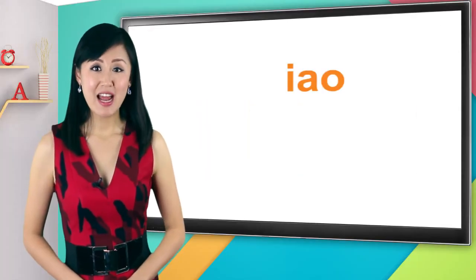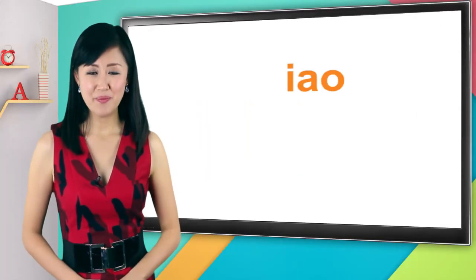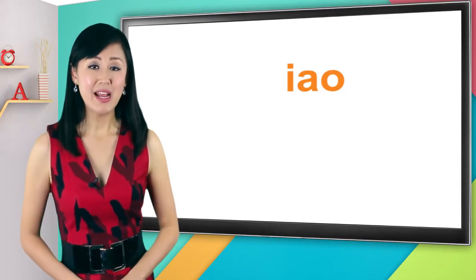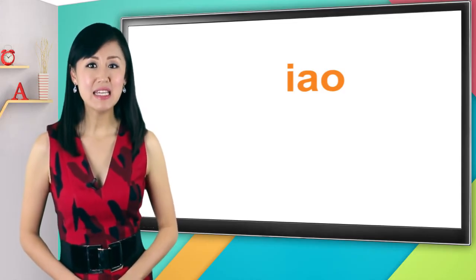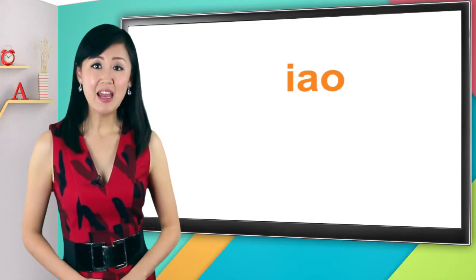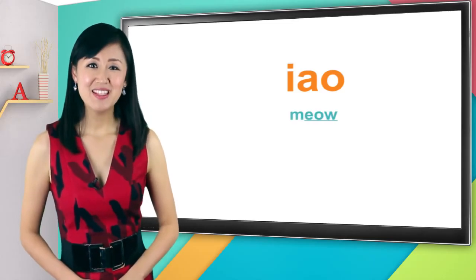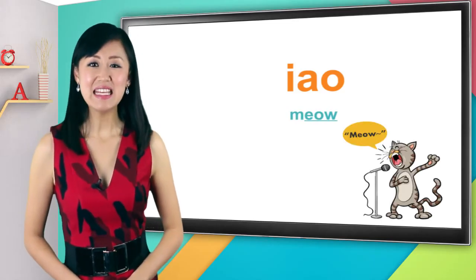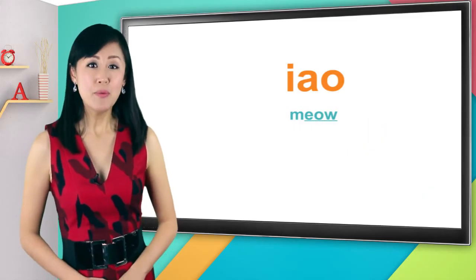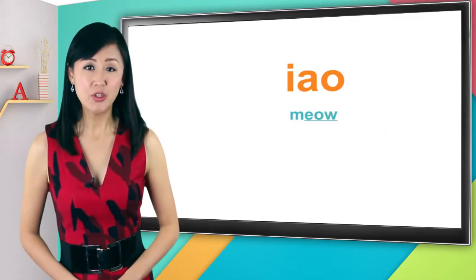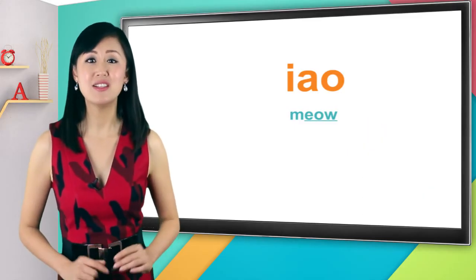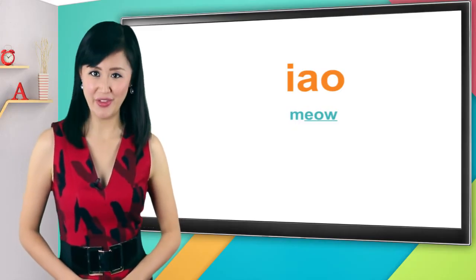Next is the final sound that's spelled IAO. IAO is pronounced yao. Yao. It sounds like the end of the word meow, the sound that the cat makes. Yao. Remember to make it all one crisp, clear sound without transitions from one vowel to another.